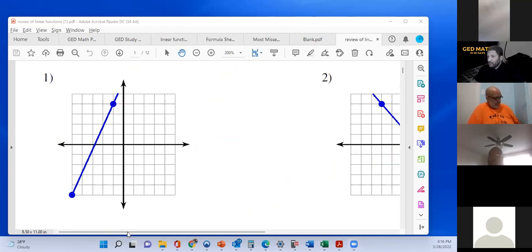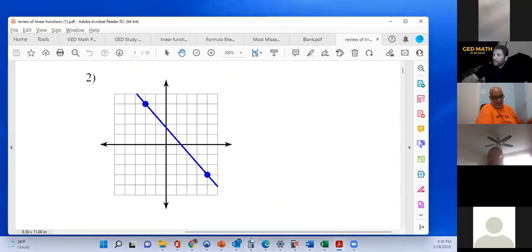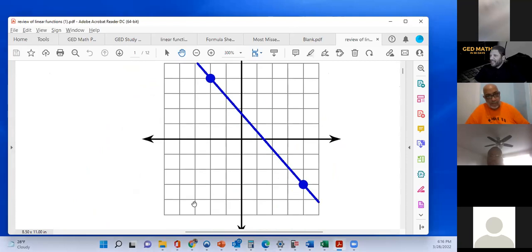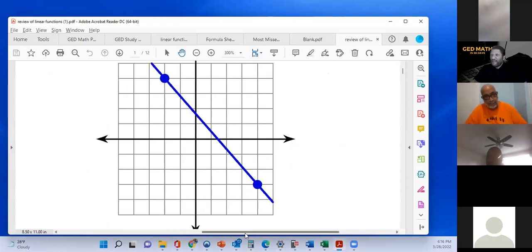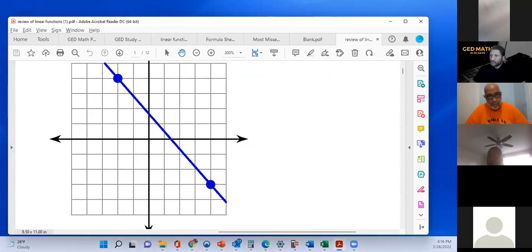Let me scoot over, and let me make this a little bit bigger so everyone can see it nice and clear. So it's coming at you live and direct. Now, I want to know the slope of this line, and I want you to send it to me in the chat. I'm going to set my timer for 2 minutes.